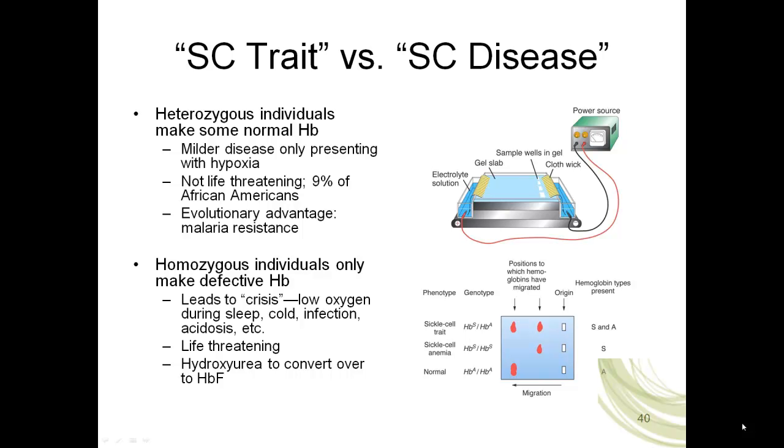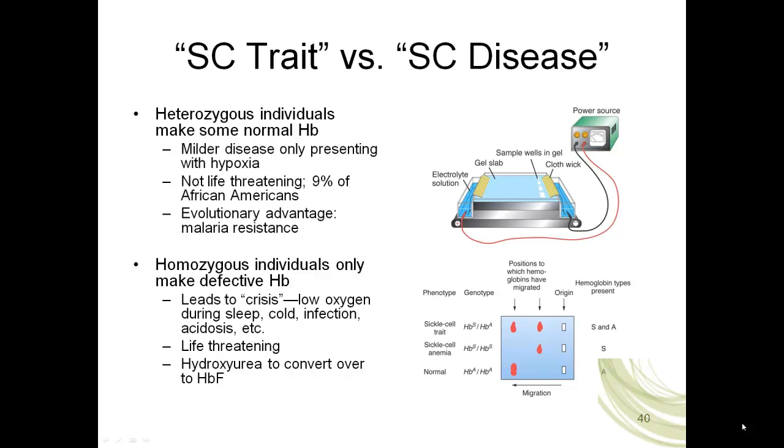The trait means they have one bad copy of the beta globin gene and then the normal copy. And you can see that the sickled hemoglobin versus adult hemoglobin would migrate through the gel differently. And this is the way that we can diagnose if a person has sickle cell trait, which means one bad copy, versus sickle cell anemia or disease, which means both the beta globin chains are mutated. So again, the heterozygous individuals have sickle cell trait. They would have a milder form of the disease, and they would only have an episode if they had hypoxia.